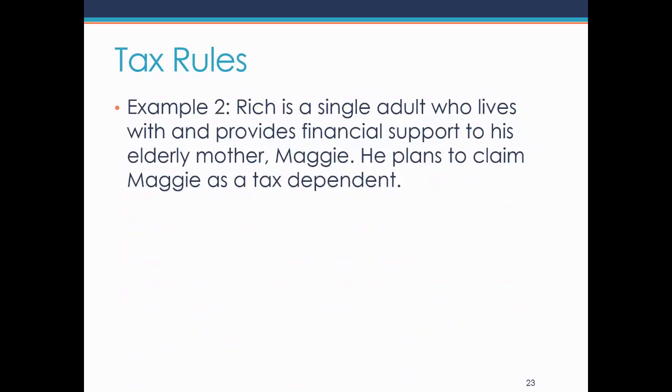Moving on to example 2, we have Rich. Rich is a single adult who lives with and provides financial support to his elderly mother, Maggie. He plans to claim Maggie as a tax dependent. We're going to let you practice on this one, so I'm going to give you a bit to look at your handout and see if you can identify Rich's household size on your own, and then I'll give you the answer and we will walk through it together.